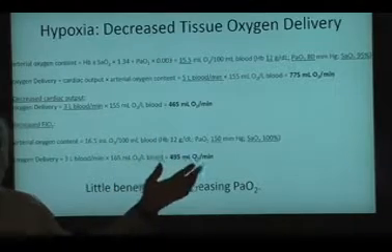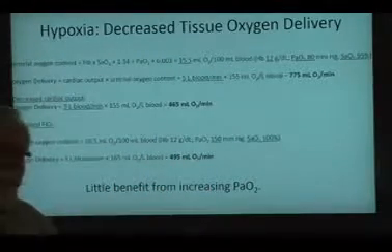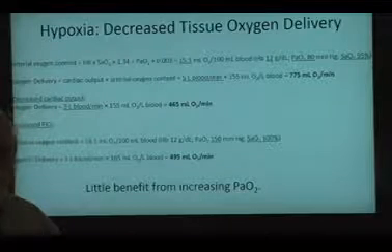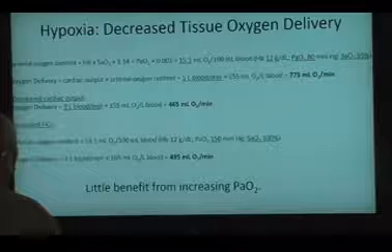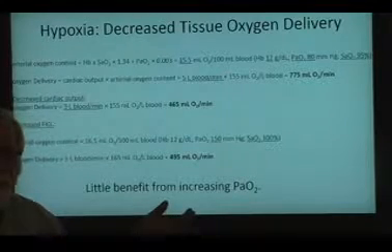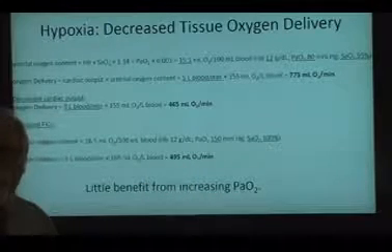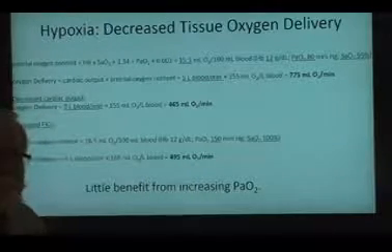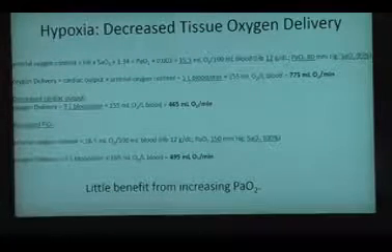you can't get the saturation over 100%. So if the saturation is 97% to begin with, getting the saturation up to 100% is only a small increase in saturation. And the PO2 is not very important. It's only 0.003 milliliters per millimeter of mercury, the solubility coefficient. So there's little benefit for increasing the oxygen.